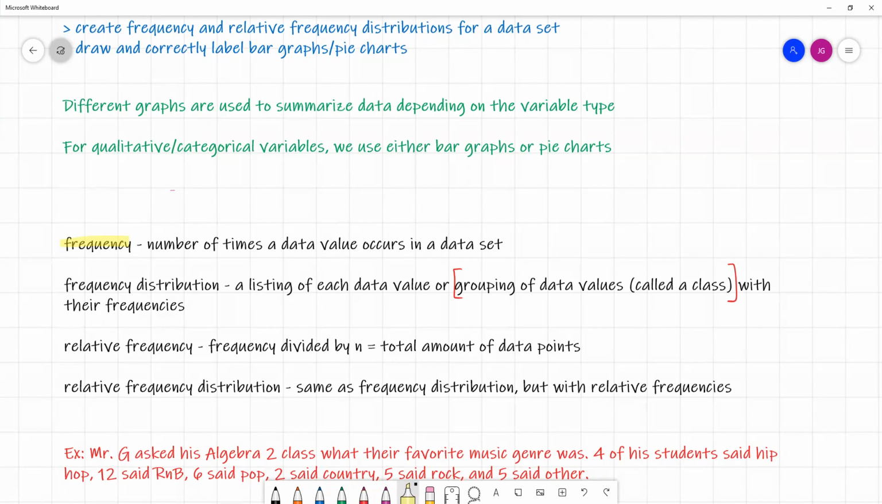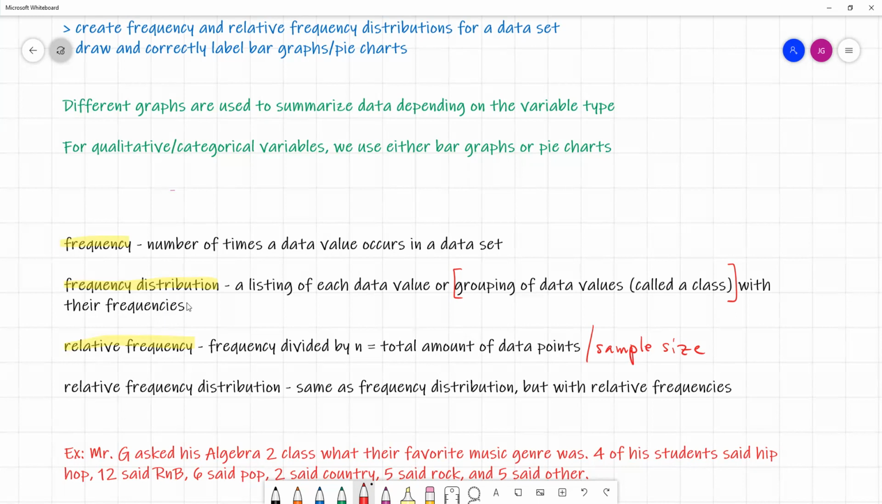Relative frequency, okay, it's the frequency divided by n. And n is the variable we use to refer to the total amount of data points. I can also use n to refer to the sample size. How big is my sample? How many data points am I looking at here, right? So I'm taking every single frequency value and dividing it by n to get a decimal value, a proportion, okay? And you're always going to get something between 0 and 1, because then you're able to convert that to a percentage if you wanted, okay?